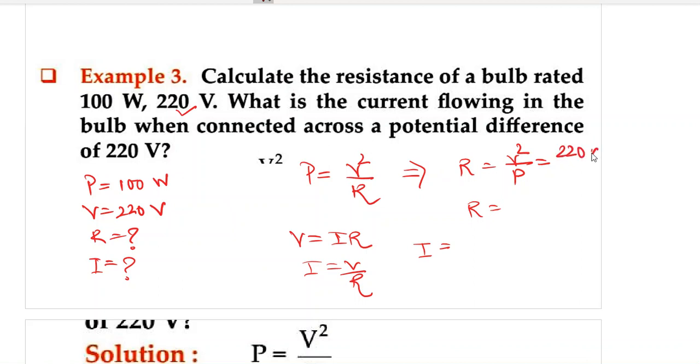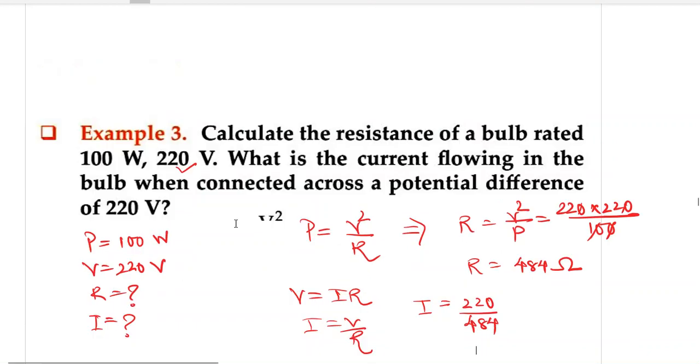So 220 multiplied by 220 upon 100. So 22 square, 22 22s are 484 ohm, and I is equal to 220 upon 484, which comes out to be 0.45 ampere.